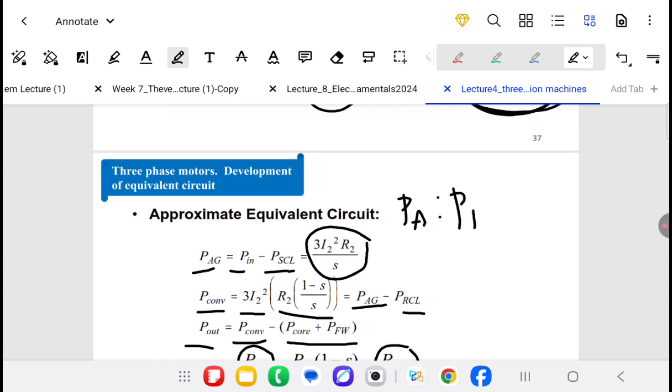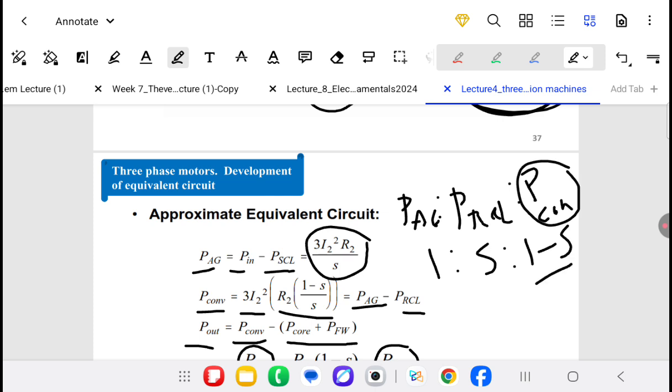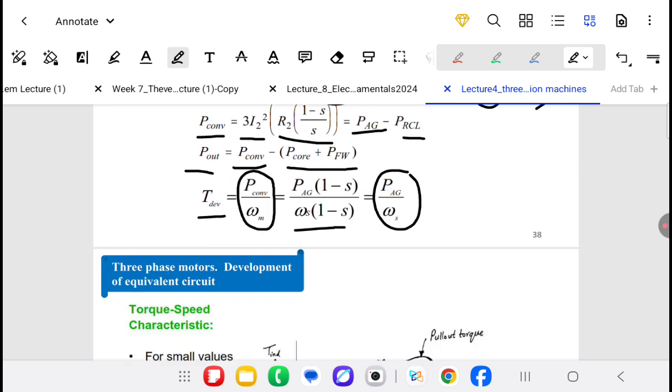We have ratios between the power air gap to power rotor copper losses RCL. This is air gap to power converted. We have the ratios are 1 to S to 1 minus S. If we need to get power converted, we multiply 1 minus S times the power of the air gap, and if we need to get rotor copper loss, we multiply S times the power of the air gap.